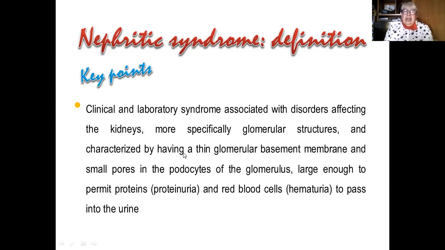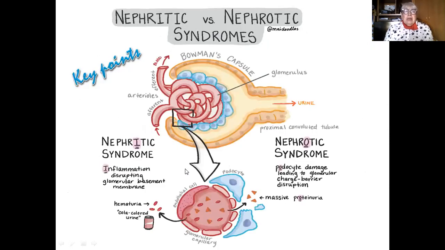So we will recognize these signs as laboratory signs. So let's look at this funny picture. It will also help us to understand the problems. As you see here, on the left side, nephritic syndrome, and on the right side, nephrotic syndrome. Key points, what are they? Look here. Here is inflammation, which makes the glomerular basement membrane leaky, and hematuria goes to the urine, and cola-colored urine appears as the sign.